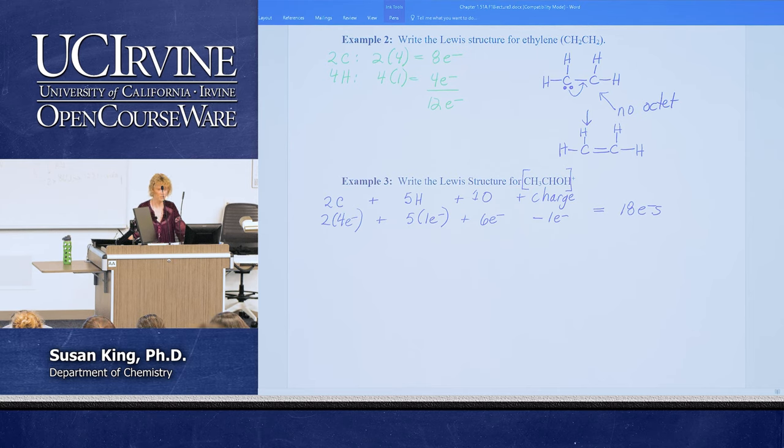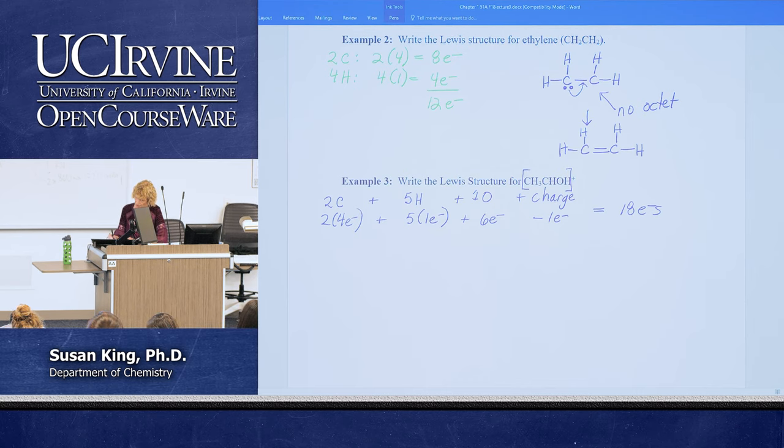If I forgot to do that, then I would have 19 electrons, and I would say to myself, wait, this is supposed to be even. If it's not even, I've made a mistake. And then you look, and it's 18 electrons. Okay? So let's distribute the 18 electrons here.